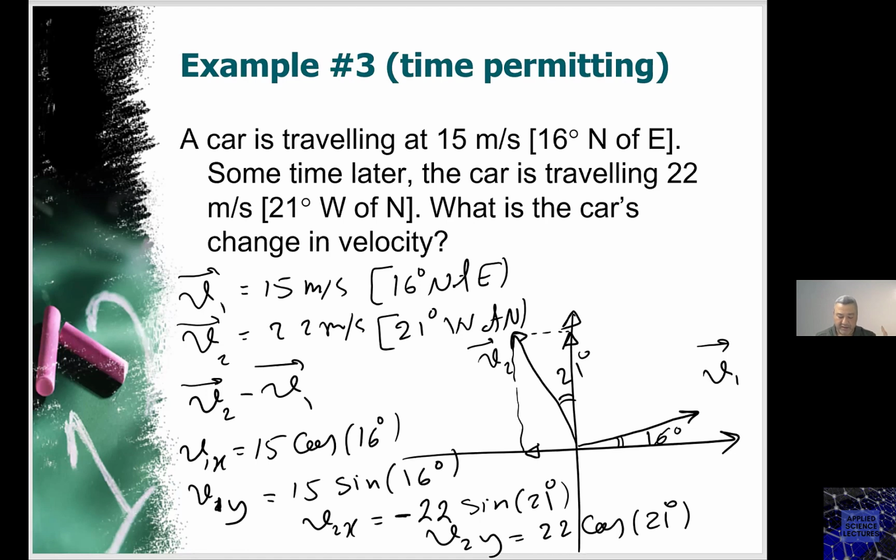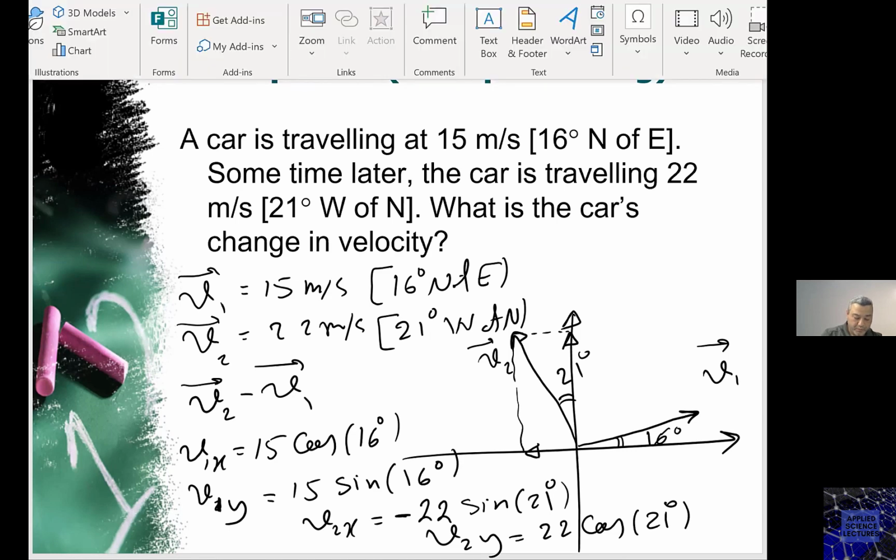You found the x components, you find the y components, and then what do you do? Add them together and then get the root of both. It's not adding, it's subtracting. It's V2 because we're looking at V2 minus V1, right? So you have to be careful.